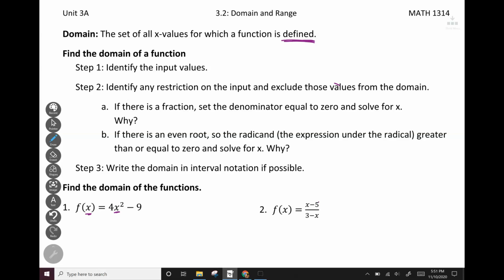On number 2, you would say the input value is again x, and x is going to be subtracted by 5. Subtract 5 from x, and then they're going to divide by 3 minus that x value. Okay, so just noticing where those x's are in the function and what's happening to them.